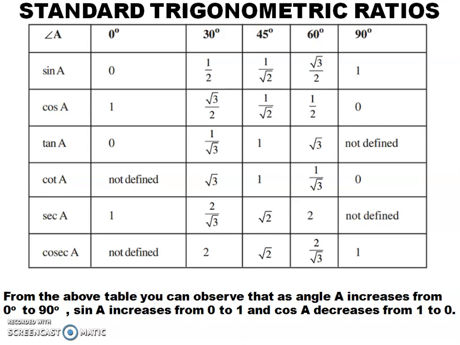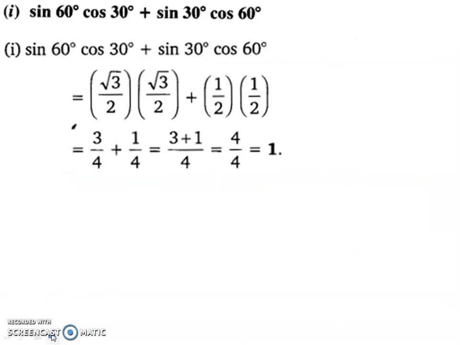Okay, the next exercise, that is exercise 8.2, is completely based on this table. You have to substitute the values for sine, cos and tan of specific angles. Let's see the first question. First question, sine 60 degree into cos 30 degree plus sine 30 degree into cos 60 degree.